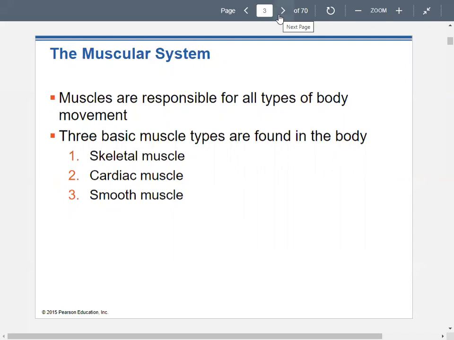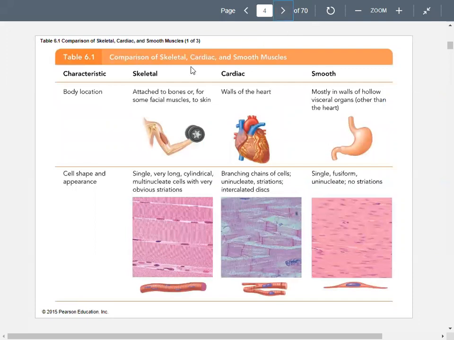So three types of muscle: skeletal muscle, cardiac muscle, smooth muscle, right? Three types, okay? Y'all good there. So just to give you a quick overview: skeletal muscle is attached to the bones. Cardiac muscle is in the walls of the heart. Smooth muscle is in the walls of hollow organs.